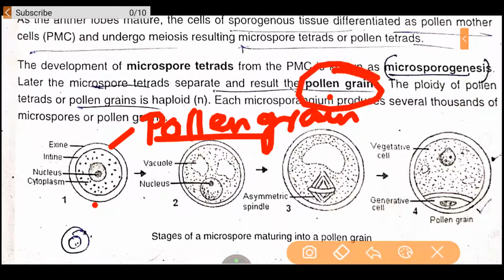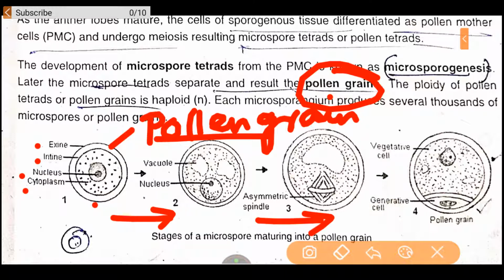This is the pollen grain structure. The outer layer is called exine, followed by intine. The nucleus and cytoplasm are there. Then it is slowly becoming a vacuole. A vacuole is forming. Then an asymmetric spindle is forming.